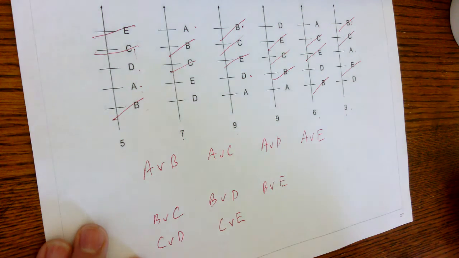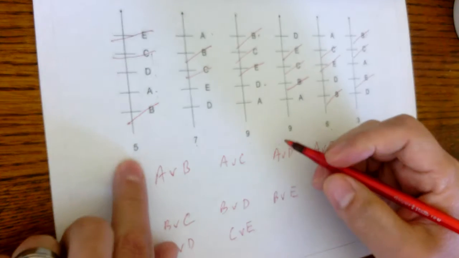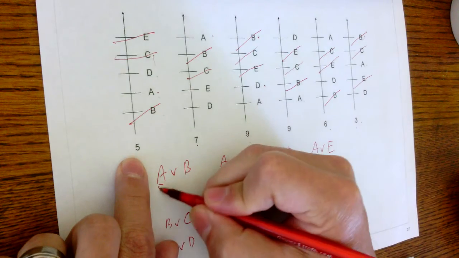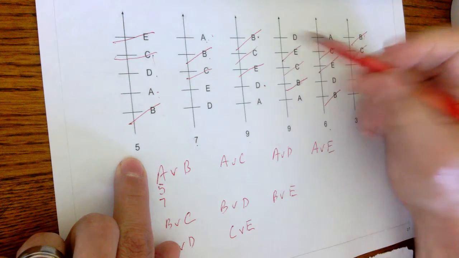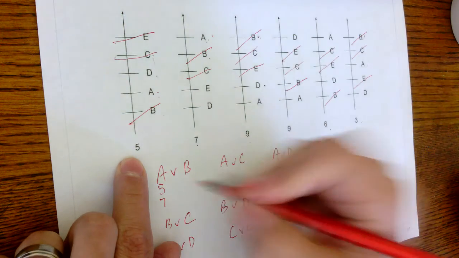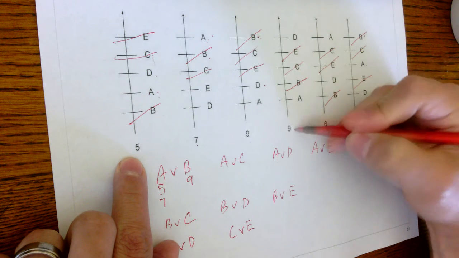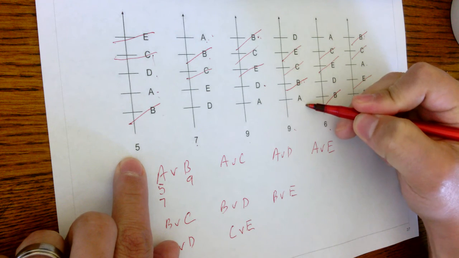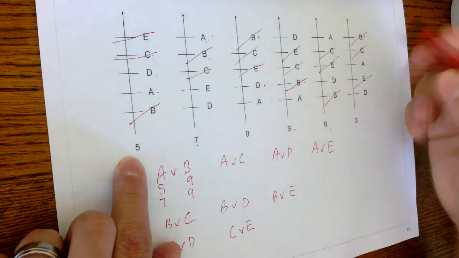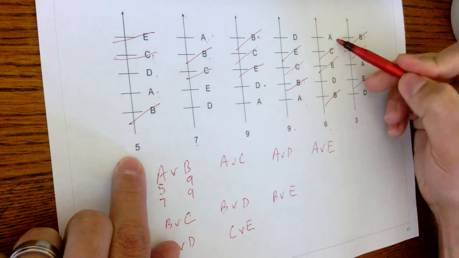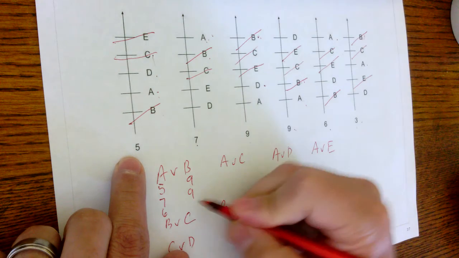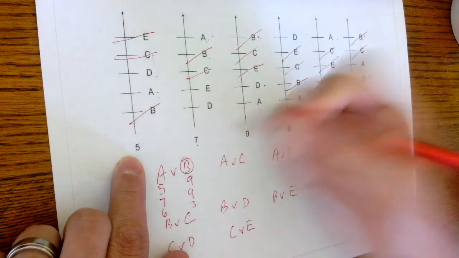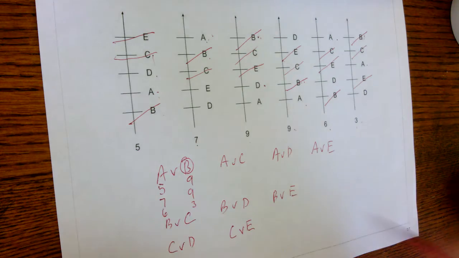All right, so now we're going to compare. Those 5 people would vote for A over B. Those 7 would also vote for A over B. These 9 would vote for B. Those 9 would vote for B over A. They prefer B over A. Those 6 would still vote for A. And those 3 would still vote for B. So B is the winner, 21 to 18.